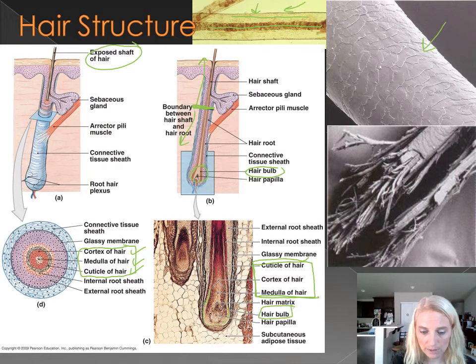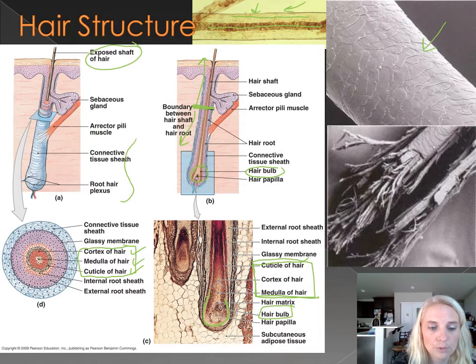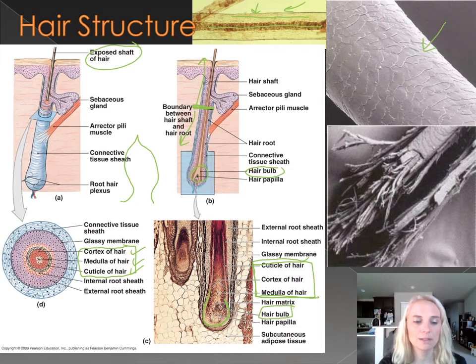This rounded part down here. At the very base of the hair, we have what's called the hair papilla. So I'm just going to kind of go like that. Your lab manual has a little bit bigger picture of this. And so we have blood supply.